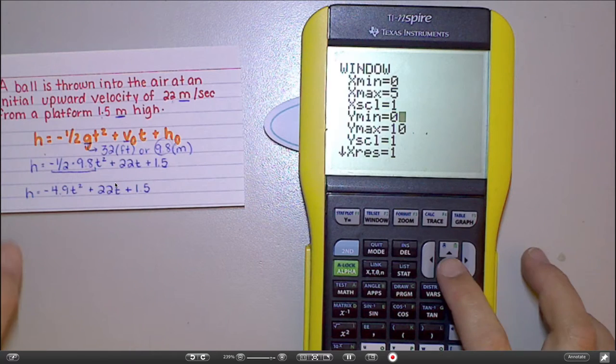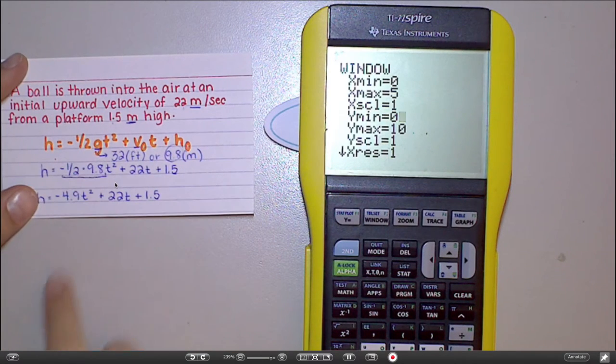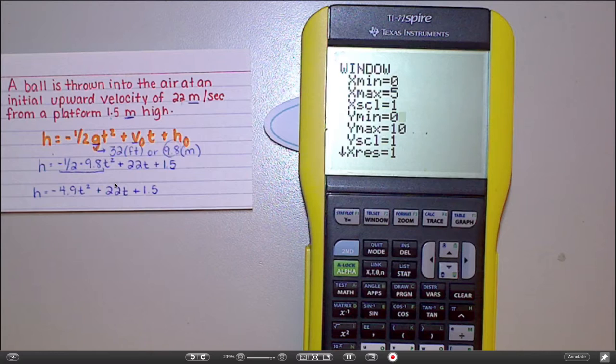For your y max, this one's a little bit tougher because you have to think about how high could I possibly need to look. And there's no number in your problem that's going to tell you that. You just kind of have to reason it out. You're starting at 1.5 meters, you're going 22 meters per second, but there's not enough for you to know exactly how high this is going to go. And you're better off guessing too big than too small. So I'm going to go with 50. That might actually be a little high, but we'll go with 50 for now.